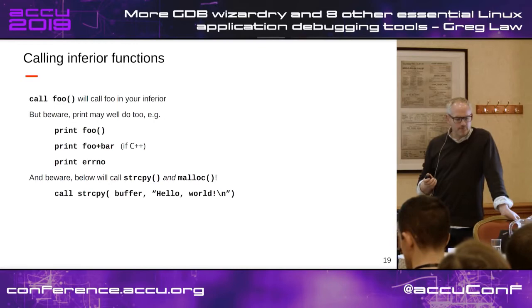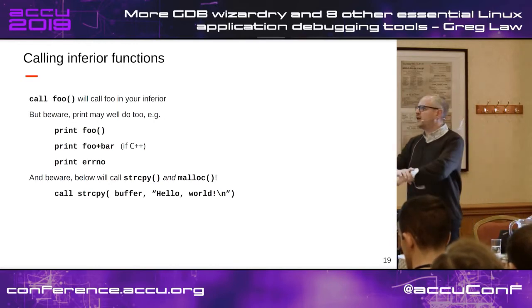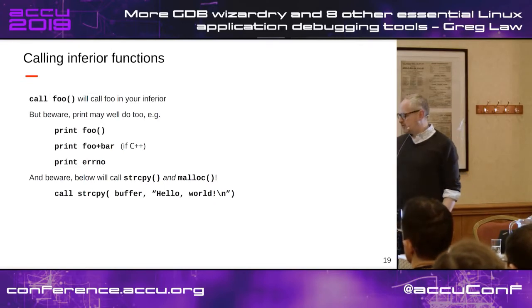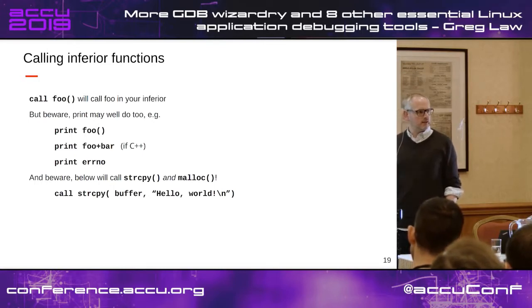Sometimes GDB can be a bit clever, right? And tries to do too much for you, in my opinion. So it can be surprising, right? So print foo plus bar, if this is C++ and the plus operator is overloaded, it will go and call that function. Print errno will call a function, because errno on Linux is a macro which calls a function to get thread local storage. So if, I don't know, my stack is garbage and I try to print errno, it might not do what I hope it's going to do.